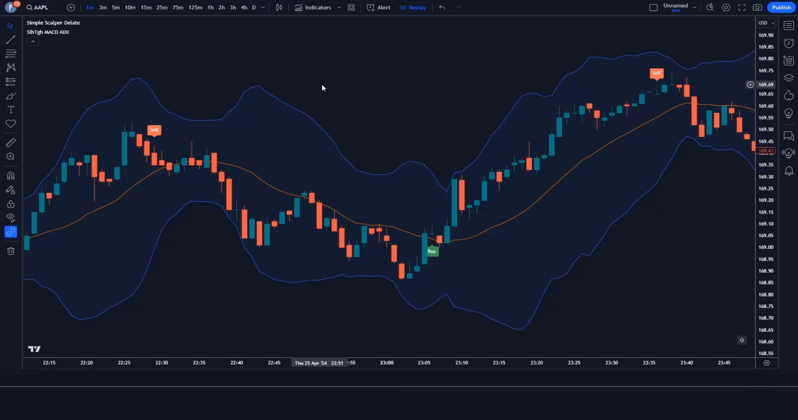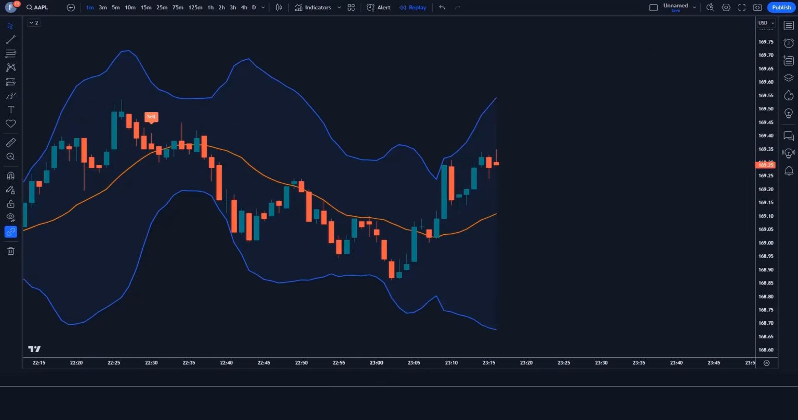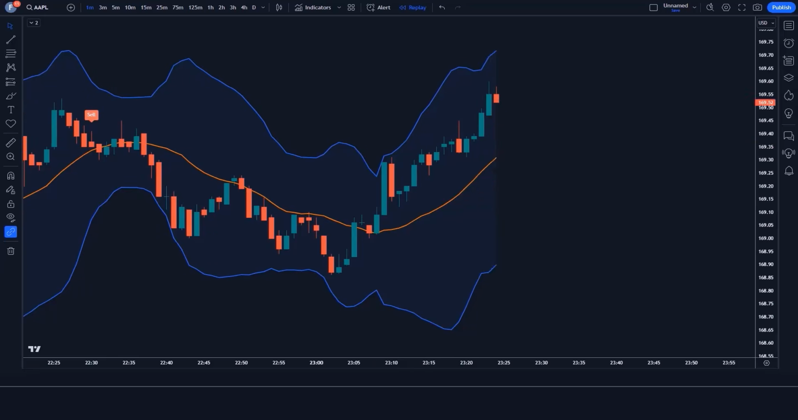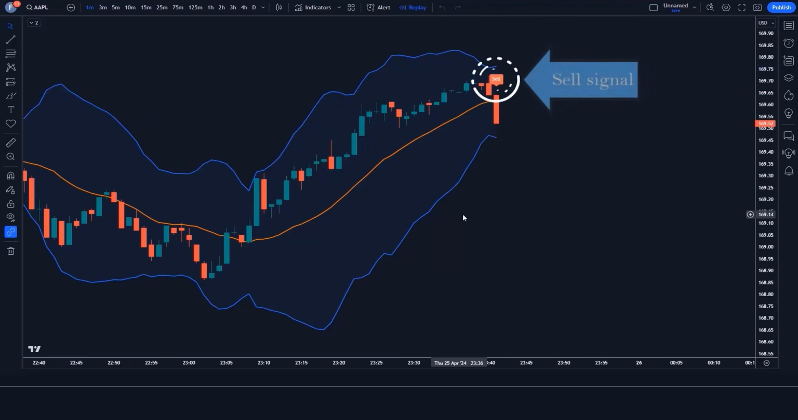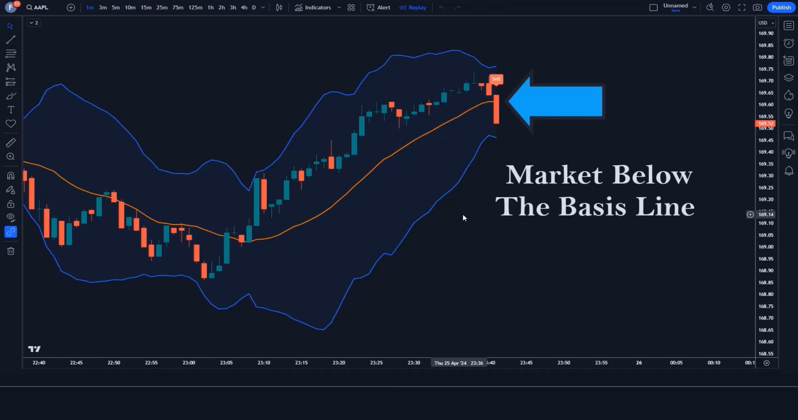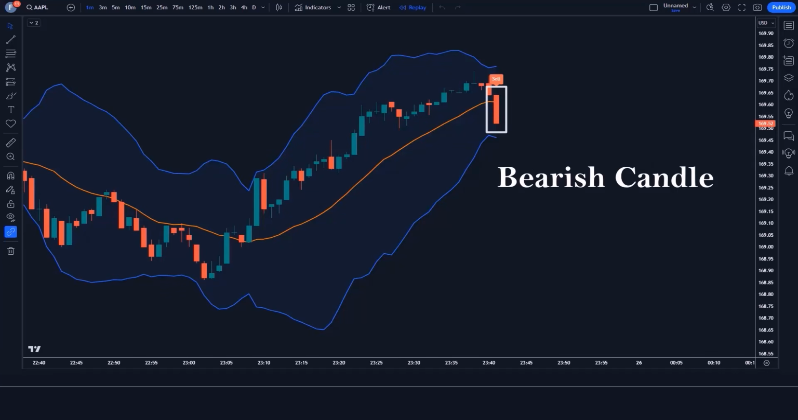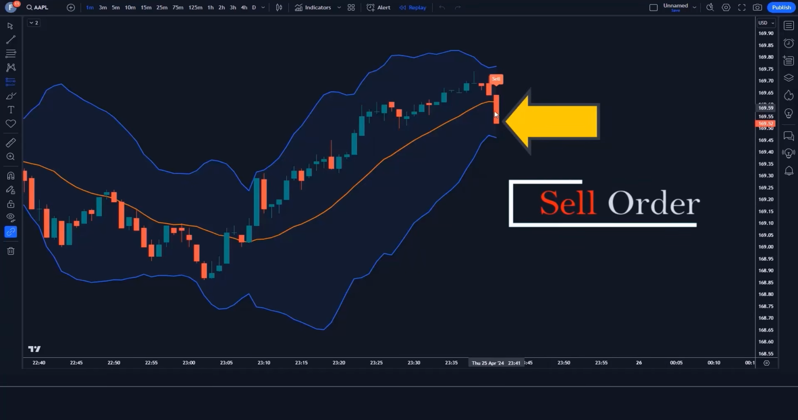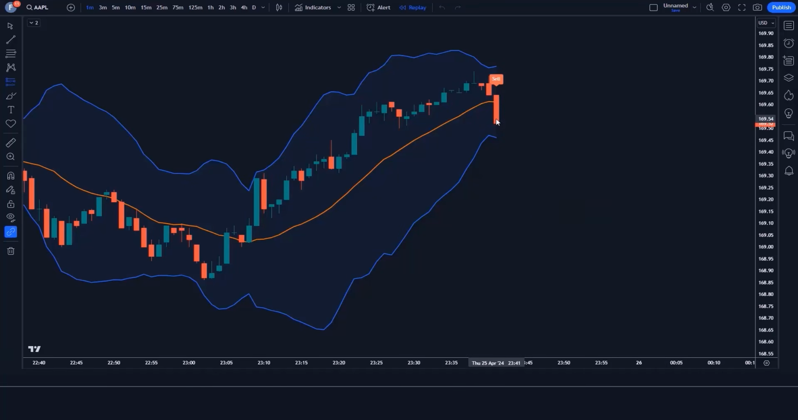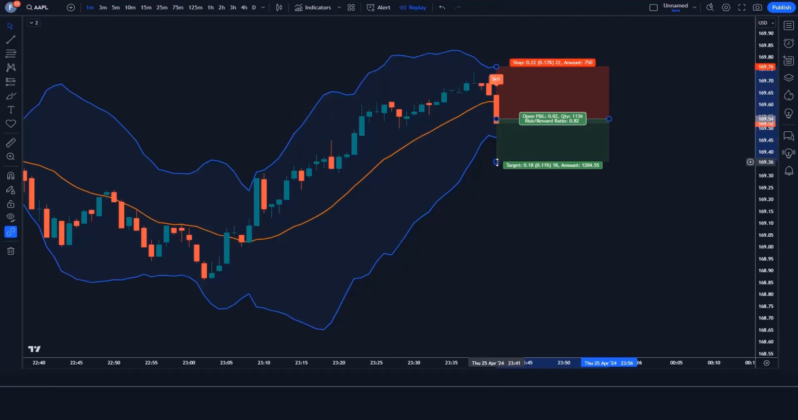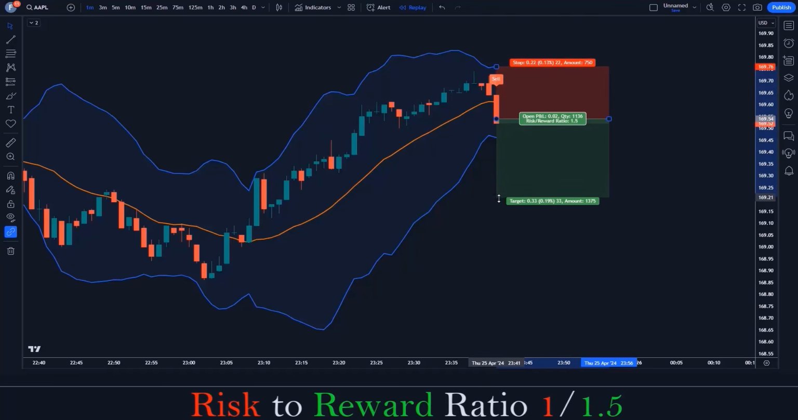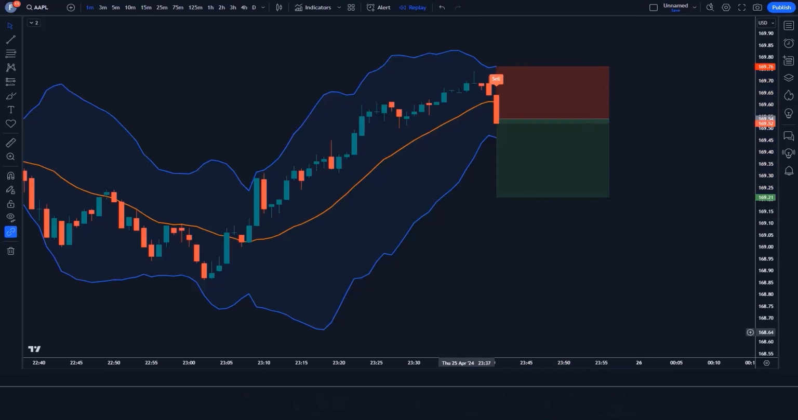Let's see how we use these trading setups. When the MACD ADX indicator gives us a sell signal, when the market is below the scalper basis line, and when the market forms a bearish candle, if these conditions are fulfilled, then we will place a sell order. Our stop loss is to be placed above the scalper blue line. And the risk to reward ratio will be 1:1.5.